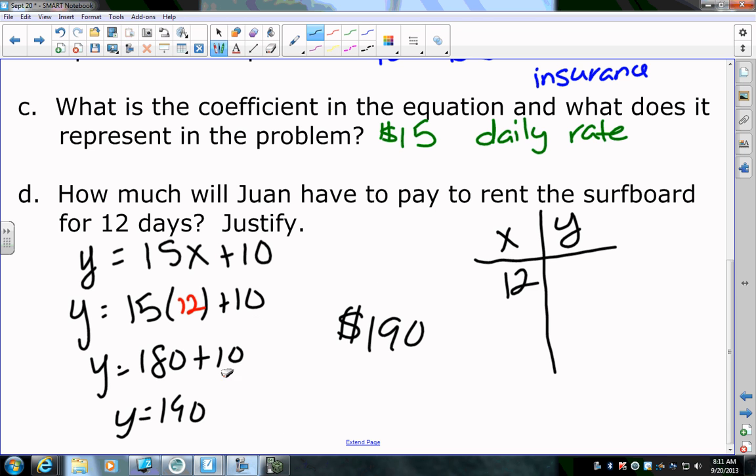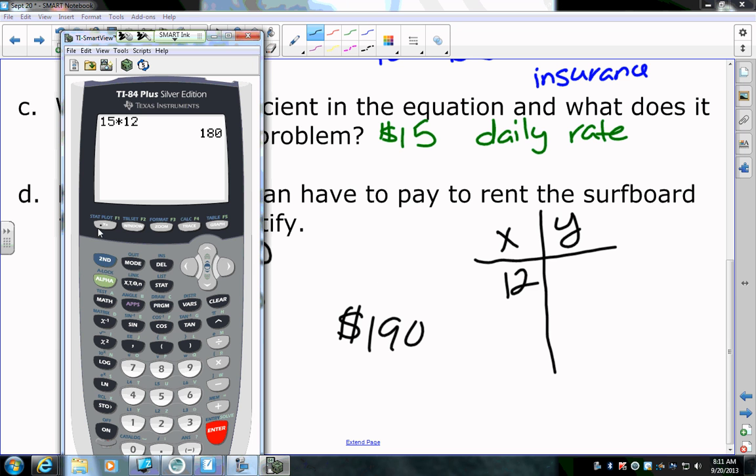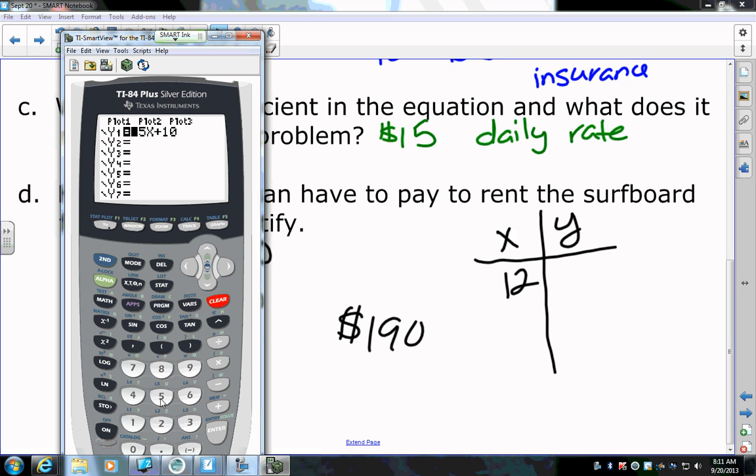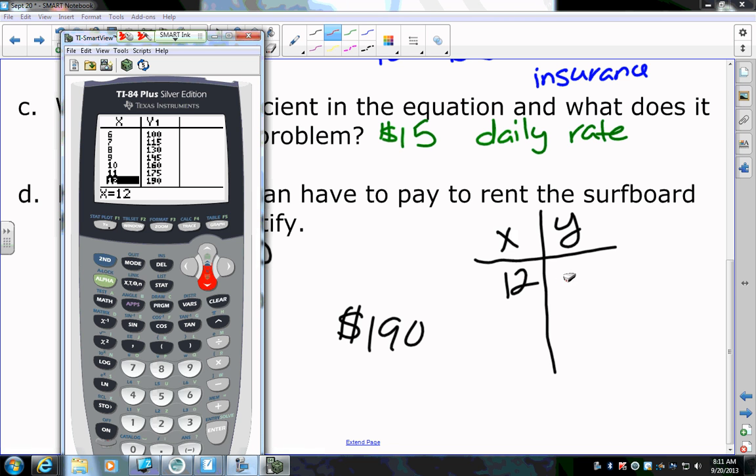Now, I can do that by hand, or I can look in the calculator and go to y equals. I got to remember to change that button on my pad. All right. So if I go in here and put in there 15x plus 10 and press second graph, I'm going to go and look and see where x is 12. And that's where I see 190. You can find your answer in the calculator as well.